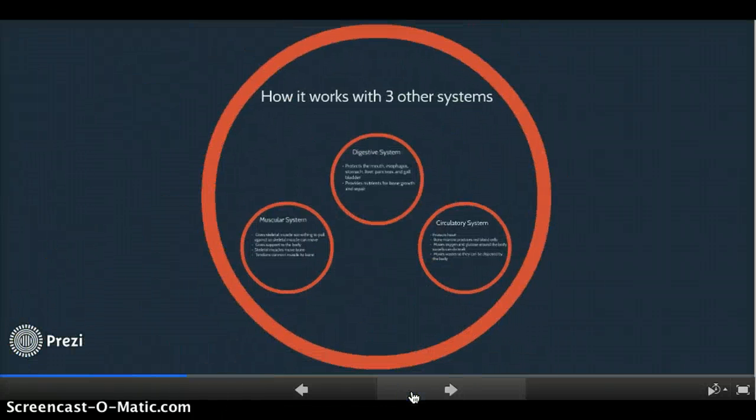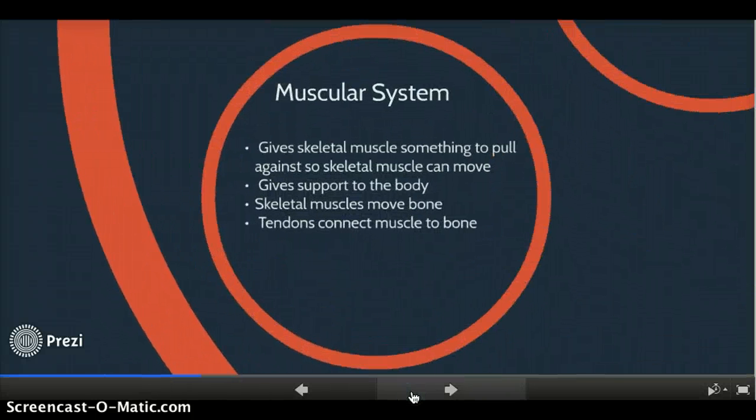How the skeletal system works with 3 other systems. The skeletal system works with the muscular system by giving support to the body, and the skeletal muscles move the bones, and the tendons connect the muscles to the bones.